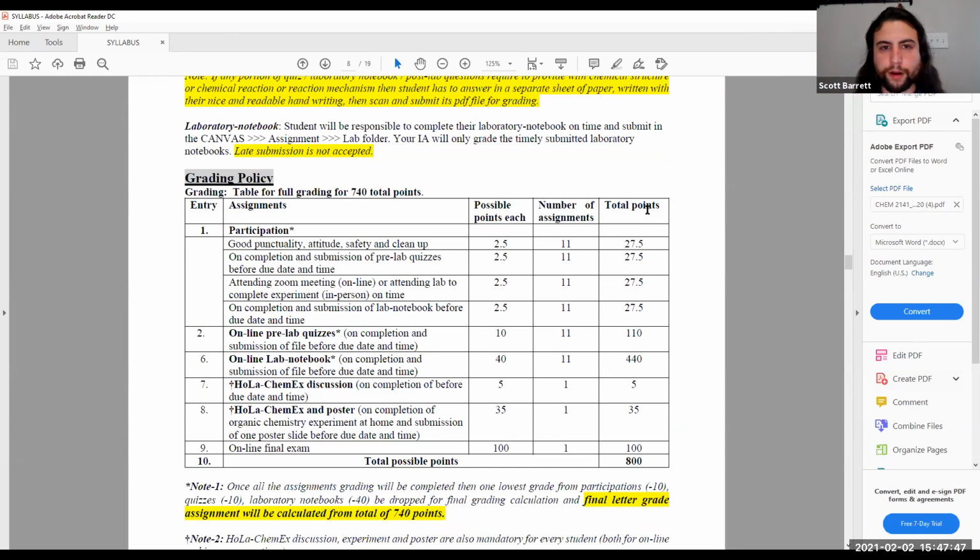So here's our grading policy regarding participation for today. The main thing will be attending here. That's a big part. You don't have to worry about the punctuality, attitudes, safety, cleaning up. Make sure you show up here. Be attentive. Try and ask me questions while we're in here. Type it in the chat so that we can figure this out.